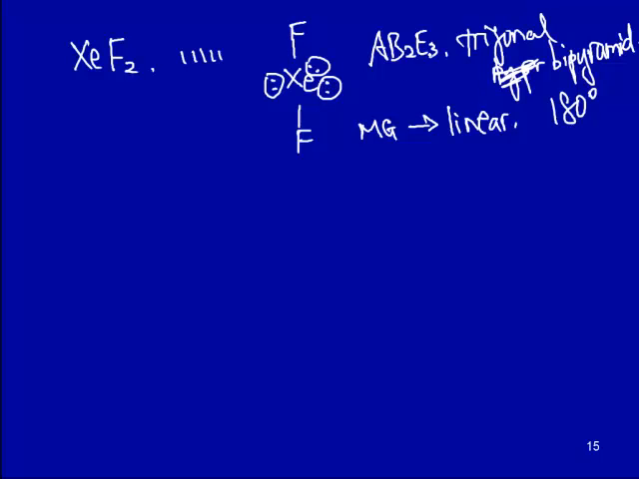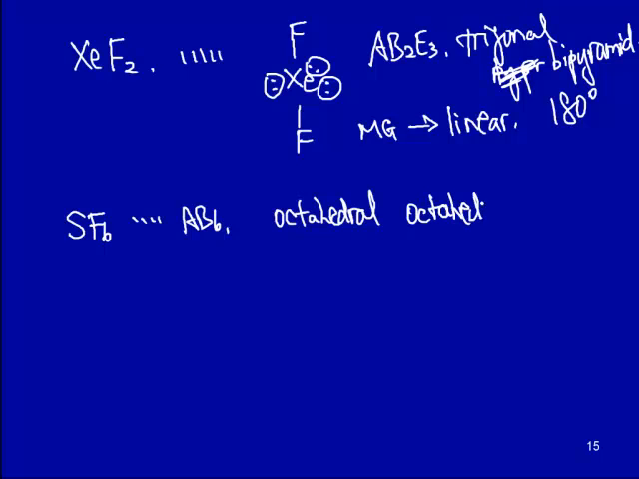So the list goes on, and let's take a look quickly at SF6. You're going to say this is AB6, and everything will be octahedral, and the molecular geometry will be octahedral, and all the bond angles will be 90 degrees.